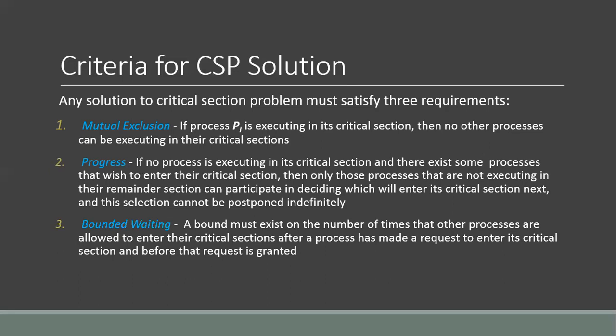Let me give you an example of two processes, process P1 and process P2. Suppose process P1 has requested to enter its critical section. At the same time, process P2 also has requested to enter its critical section. Suppose the system allows process P2 to enter its critical section. So now process P2 will be executing in its critical section and process P1 will be waiting to enter its critical section.